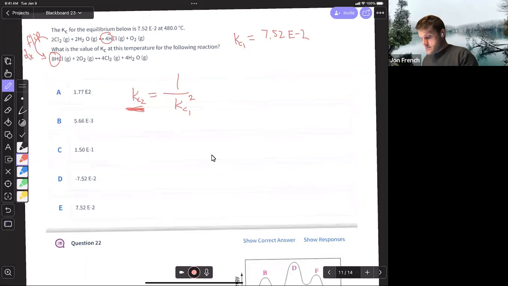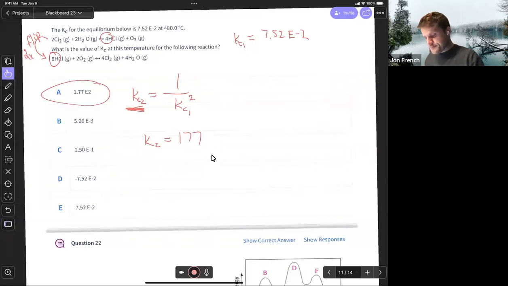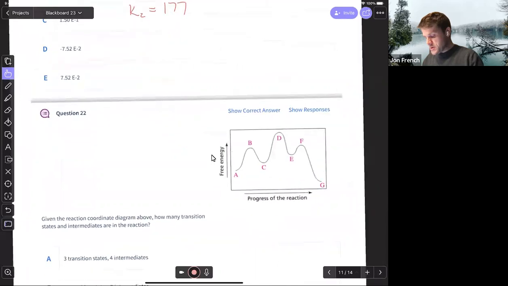So I get choice 1. I get an equilibrium constant of about 177. So yeah, 1.77 e to the 2 for that. Question 21.